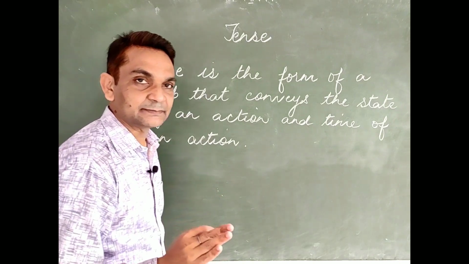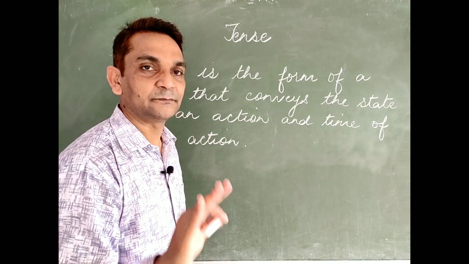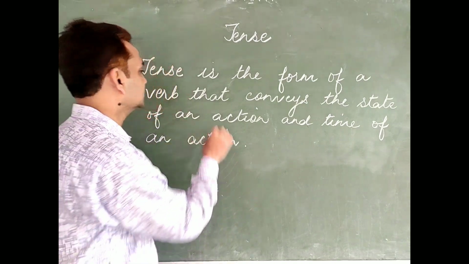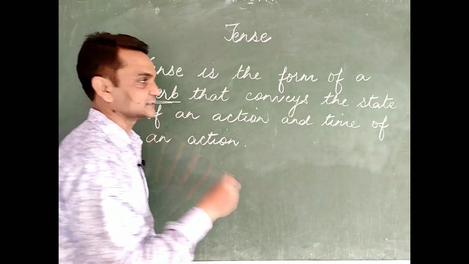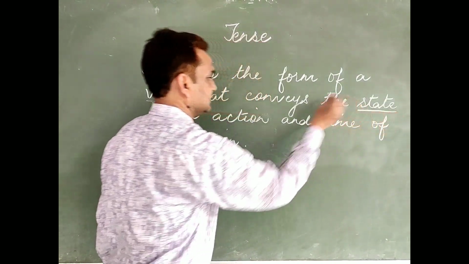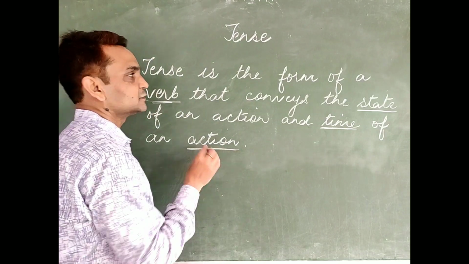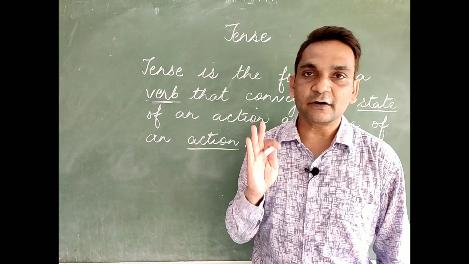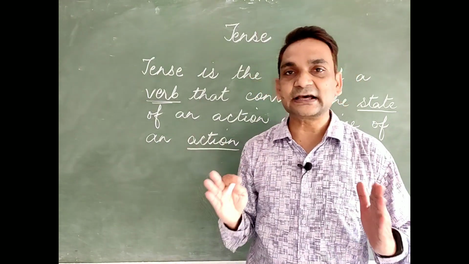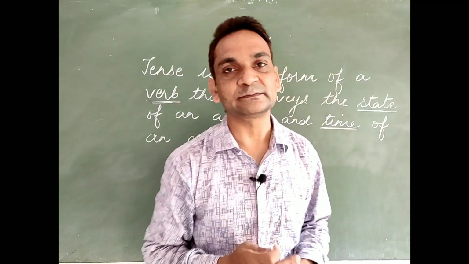So basically, the tense is the form of a verb. Mind it, form of a verb. And it conveys two things, state and time of an action. So the tense basically means the form of a verb that tells about the state and time of an action.